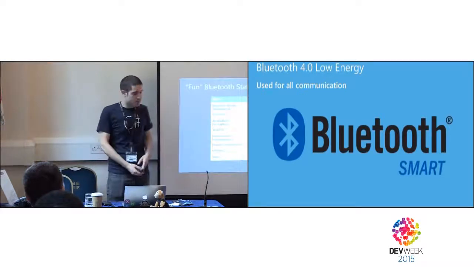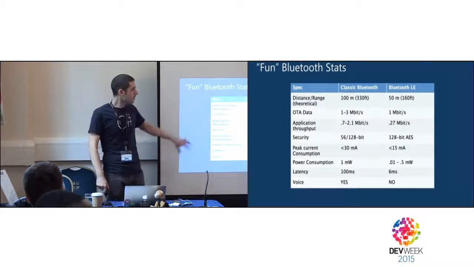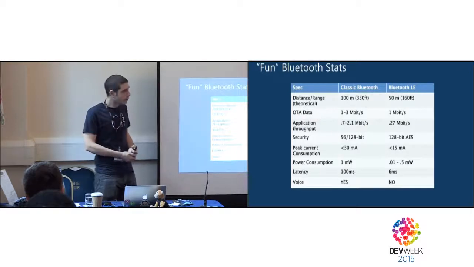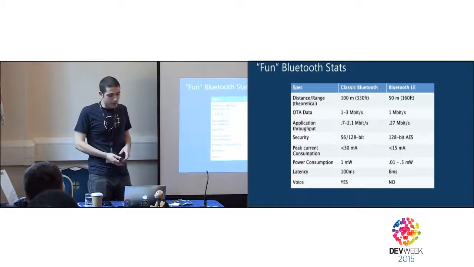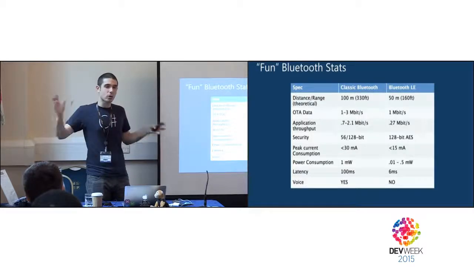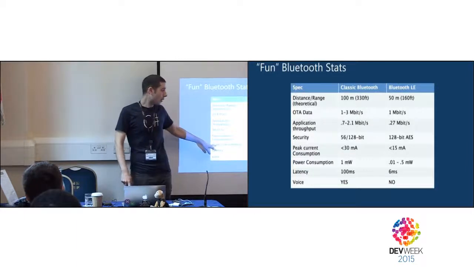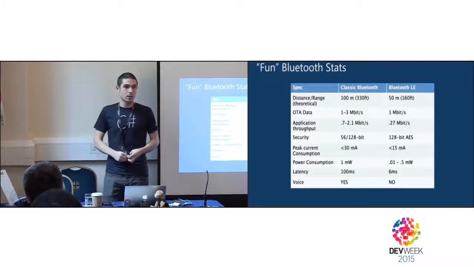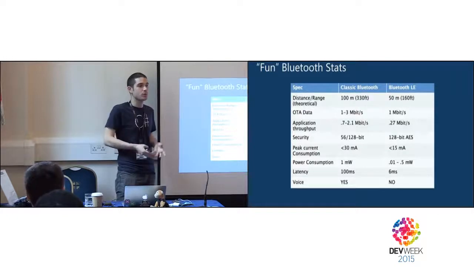So some fun statistics of why they run on Smart technology: classic Bluetooth has a really long range, actually, like 100 meters or so. And it has a really large throughput. What's really nice about Bluetooth Low Energy is that while it's not the largest of distance, it's still about 50 meters, the power consumption is, instead of 1 milliwatt, 0.01 to 0.5 milliwatts. So that means it's a 100th of the actual power consumption of a normal Bluetooth device.